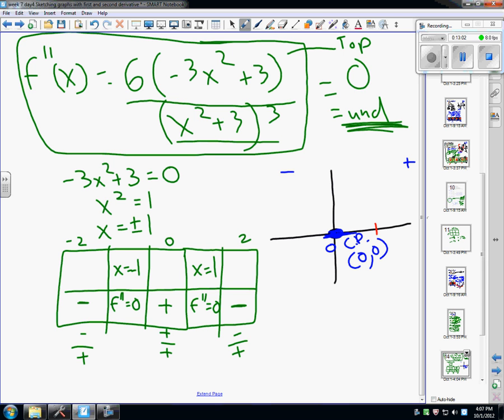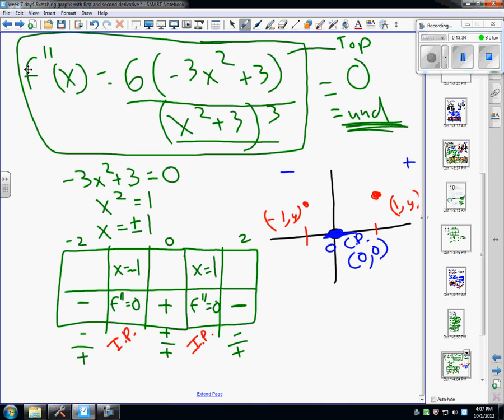At 1, wherever that value is, 1 comma whatever, remember I don't really care about the y, and over here at -1, comma some y value, I had my inflection points. And everything went concave down, then concave up, then concave down. So look how I draw this, and we'll see if this works.